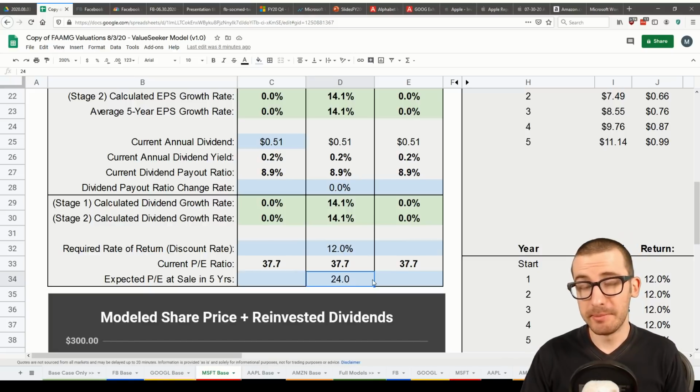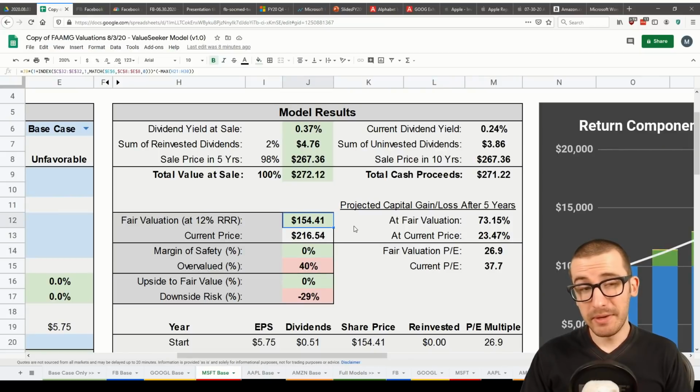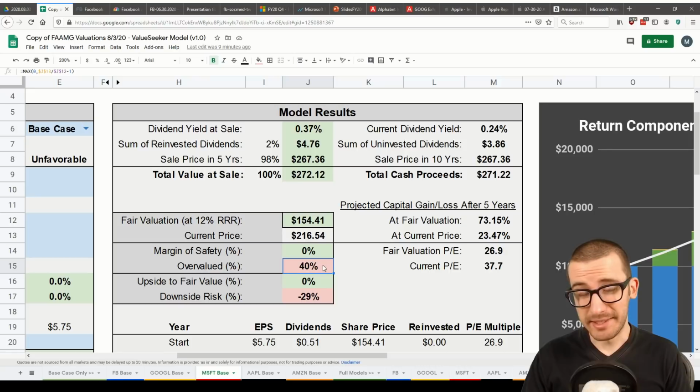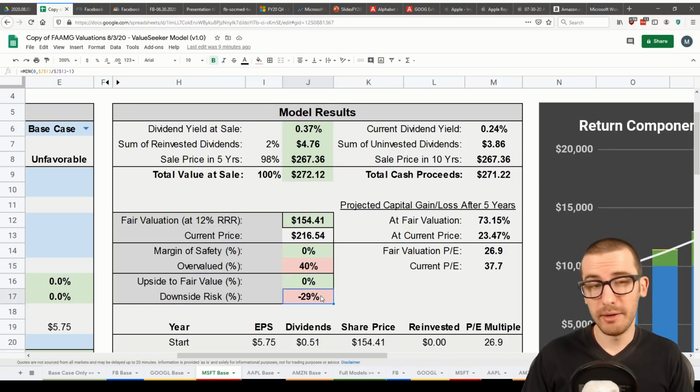So assuming a price to earnings multiple of 24, which is what we'll look at to start with, we get an expected fair valuation price of $154. Now, compared to the current, at least at the time of this recording, price of $216, the model's telling us that the stock is 40% overvalued to that fair value price, or implies a roughly 30% downside from current levels.